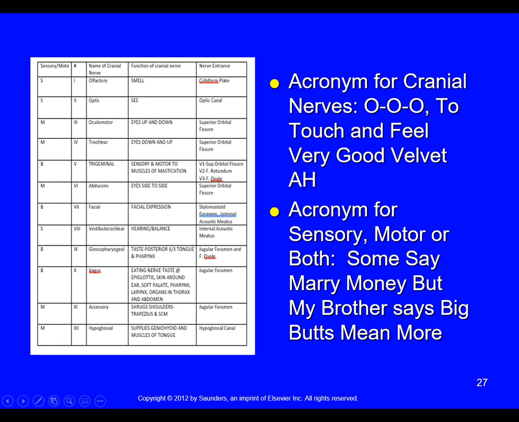Now the next 3 of them are parts of number 5. We've got number 3, oculomotor. Oculomotor is the third cranial nerve. Eyes up and down. 2 helps you see. 1 has a funny kind of smell.